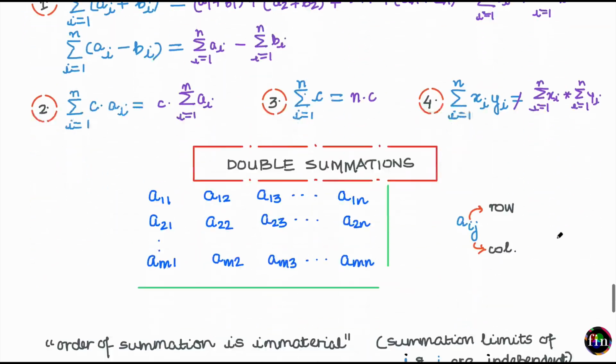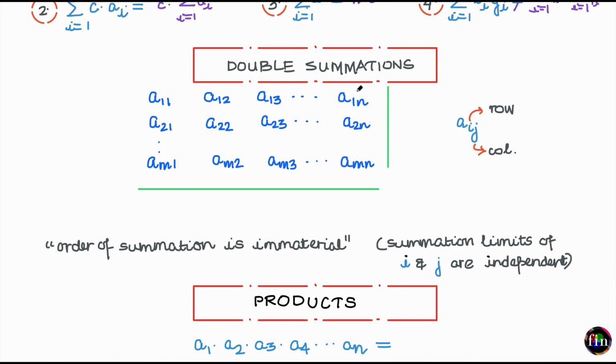Next, let's move on to double summations now. To understand double summations, let's work with a rectangular array of numbers. When I say rectangular array, it means that I am working with numbers which have been arranged in rows and columns. So in this case, I'm working with m rows and n columns. The way each number has been labeled is to give us very quickly information about where this number is located in terms of its row and column. For example, a23 denotes a number which is sitting in the second row, that means the first subscript tells me the row, and the third column. So in general, aij, i denotes the row and j denotes the column.